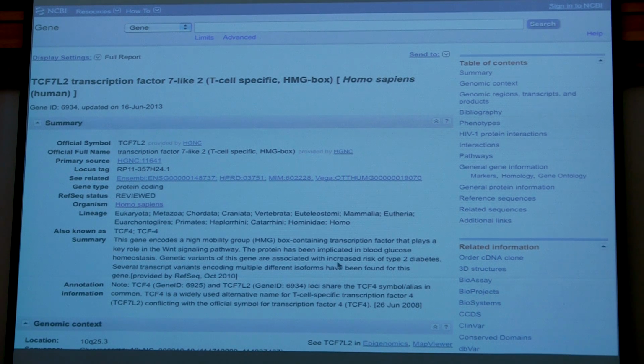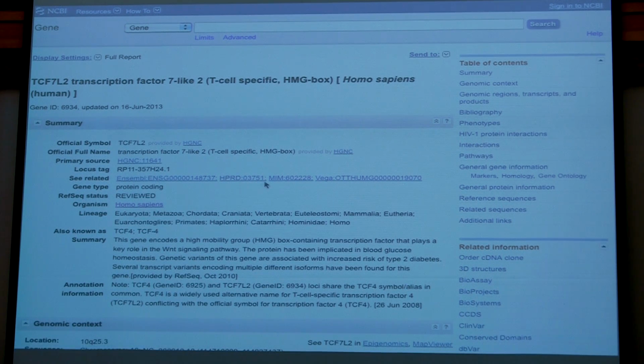And it says things like, it's implicated in blood glucose homeostasis. That's why it's important in diabetes. Genetic variants of this gene are associated with increased risk of type 2 diabetes. And there's a widely used alternative name. Not only do genes have bad names, but they have several bad names. And this is where it came from.